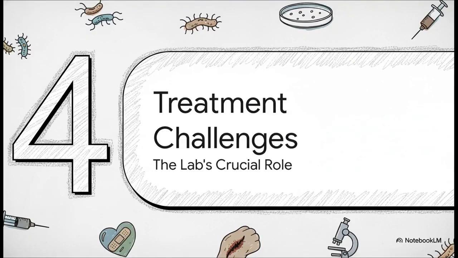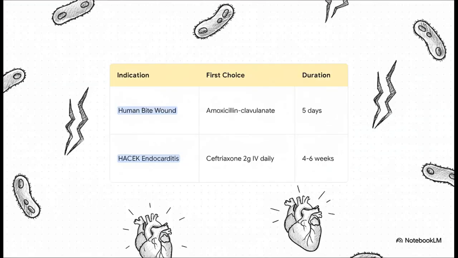So, all of this naturally leads us to treatment. And this is where the laboratory's role in guiding therapy is not just helpful, it's absolutely paramount. So, if we take a look at the Dutch SWAB guidelines, the recommendations are really direct and practical. For a human bite wound, first choice is amoxicillin clavulanate for 5 days.